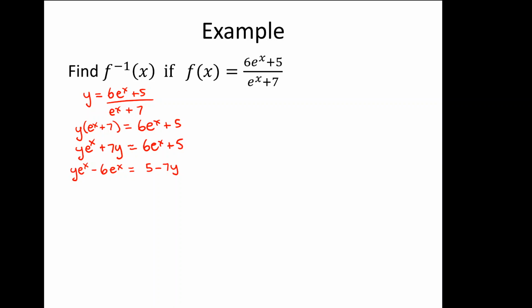Next step, I'm going to common factor e to the x out on the left-hand side. So I have e to the x times y minus 6 equals 5 minus 7y. And divide both sides by y minus 6. So e to the x is 5 minus 7y over y minus 6.